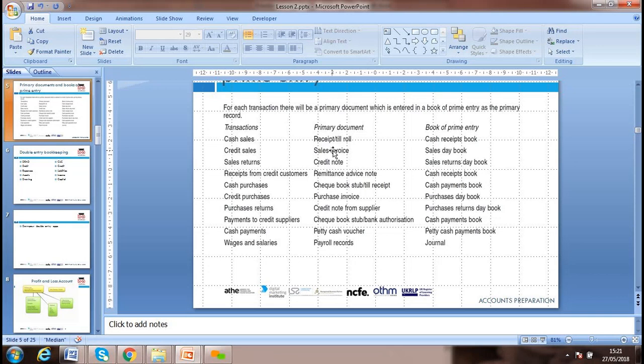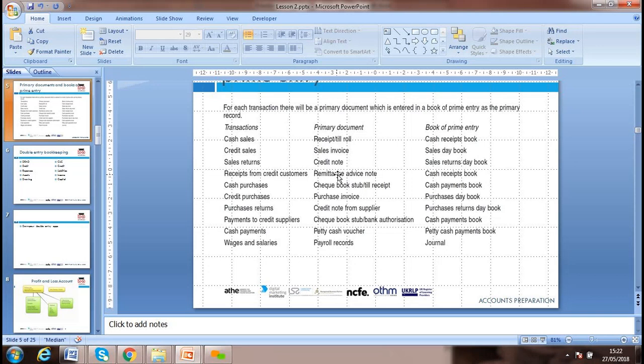Remittance advice note, how much money is being paid, checkbook, all these are prime documents. Books of prime entry are the books where we keep the records: cash sales, all the cash receipts, sales day book where we keep all the sales records, sales returns, how much the people return the goods back to us, cash receipt book, how much money we receive, and cash payments, how much money we paid. So these are called books of prime entry.